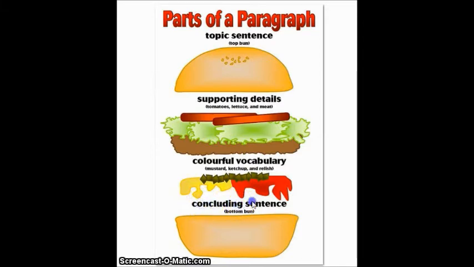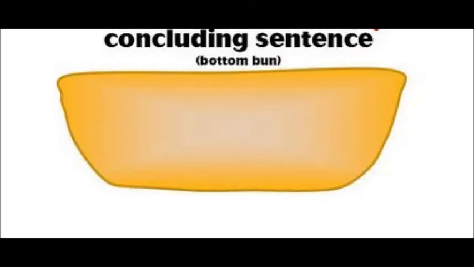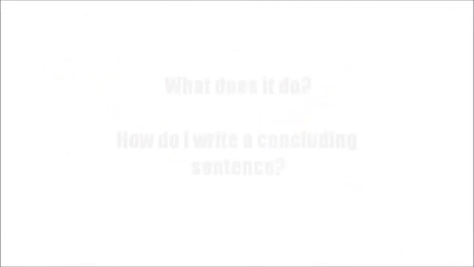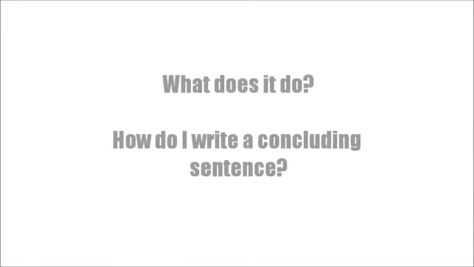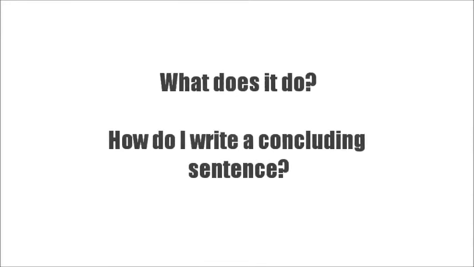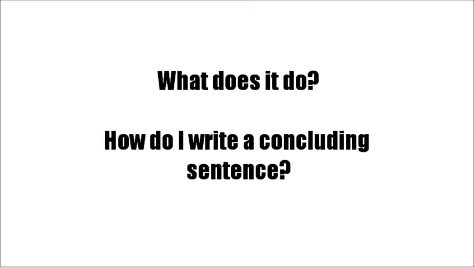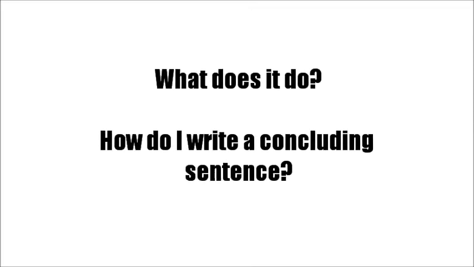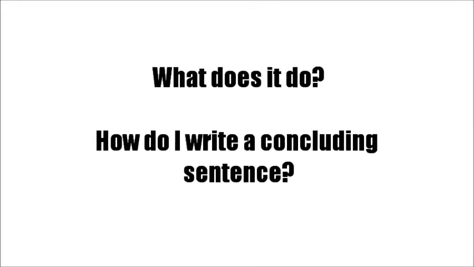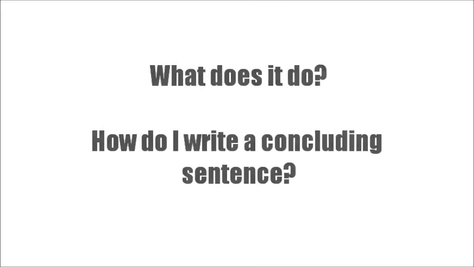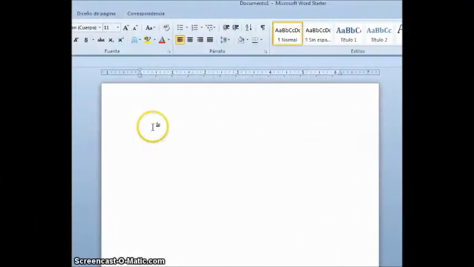And finally, we have a concluding sentence. And with this concluding sentence, what do we mean? What is a closing sentence? A closing sentence is the last sentence that we use in a paragraph. What does it do? It restates the main idea of your paragraph. And well, how do you write one? To write a concluding sentence, you need to restate the main idea of your paragraph using different words.